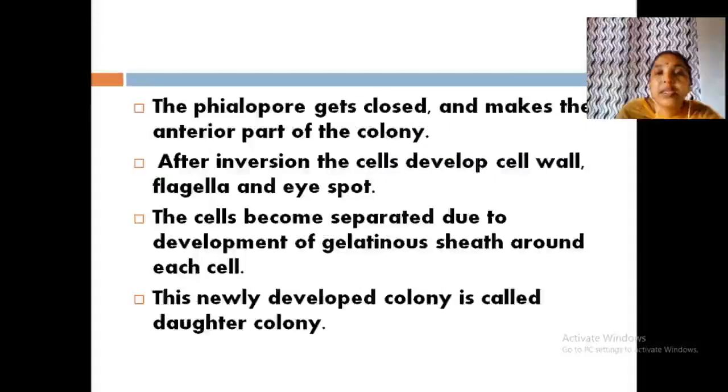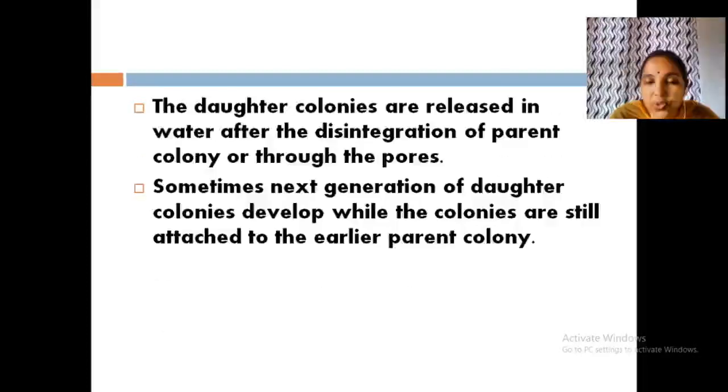Okay. Then the phialopore gets closed, that opening becomes closed. After inversion, what happens? Cells develop a cell wall, flagella, eye spot, everything develops. A gelatinous sheath is formed and a new colony is developed inside the large, already existing colony. So this new colony is now called the daughter colony. Understood? See. Then these colonies are released by breaking or disintegration of the parent colony through the opening. These colonies are released out. Okay.